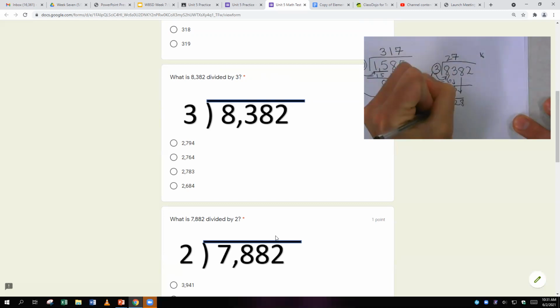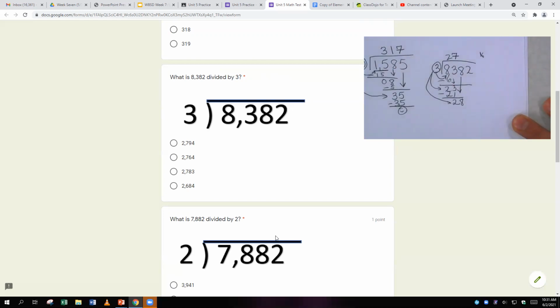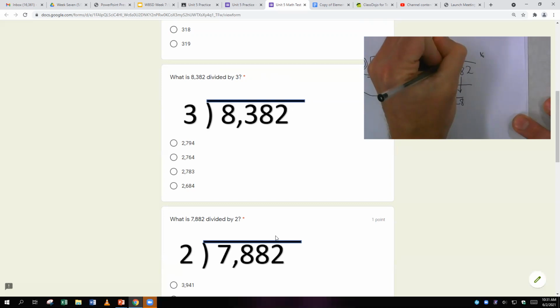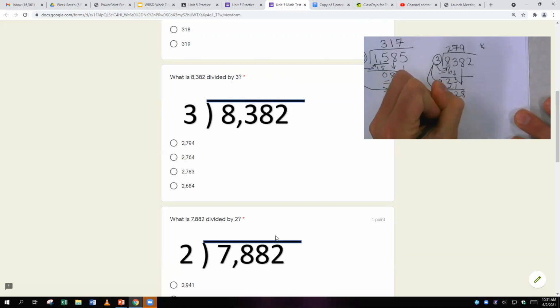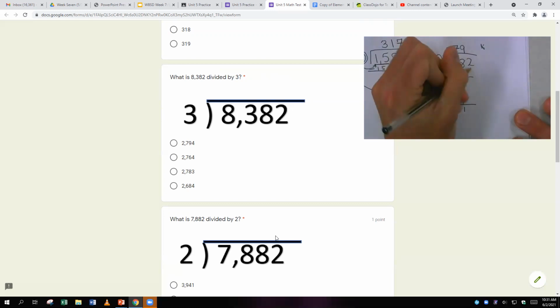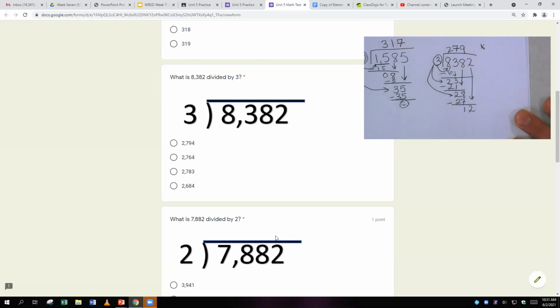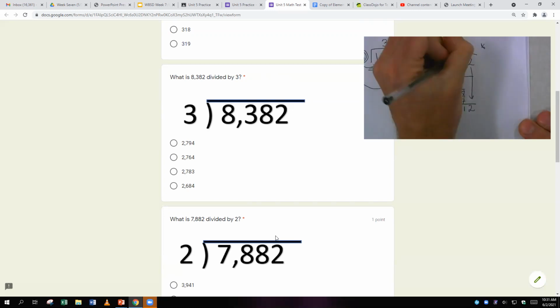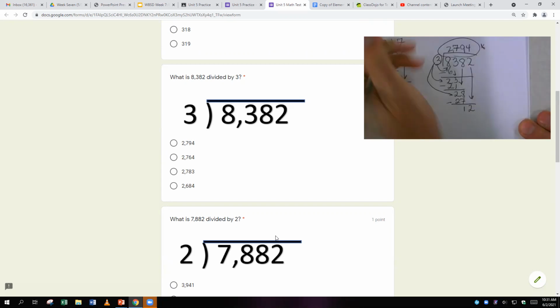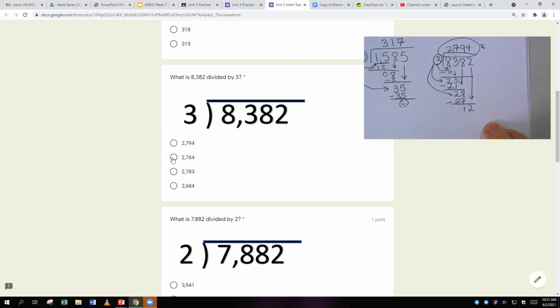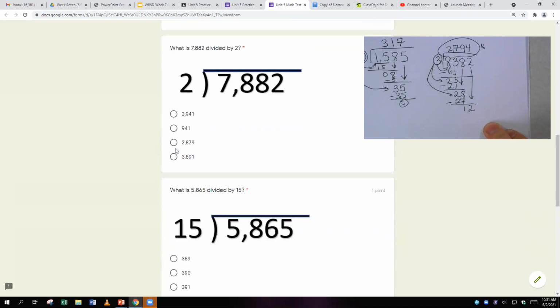Bring down the 8. How many 3s are in 28? Well, we said 7 is 21, 8 is 24, 9 is 27. So you pull out 9, which is 27, which gives you 1 still left over. Bring down the 2. How many 3s are in 12? Well, let's see, 3, 6, 9, 12. There's exactly 4. There's nothing left over, so your answer is 2,794.